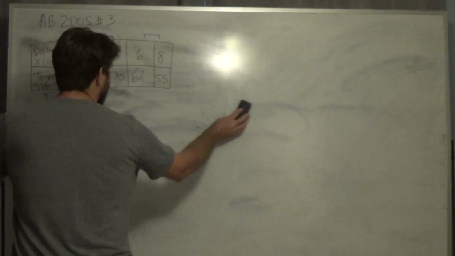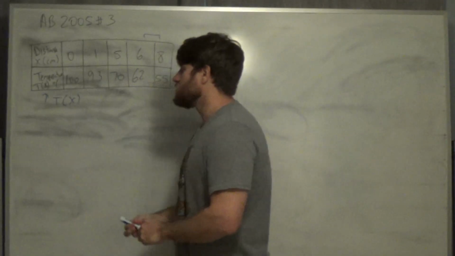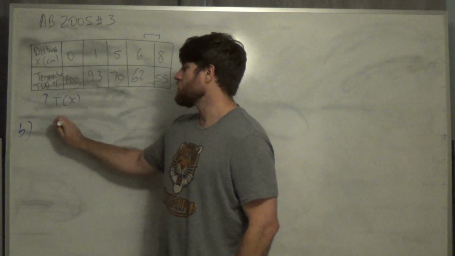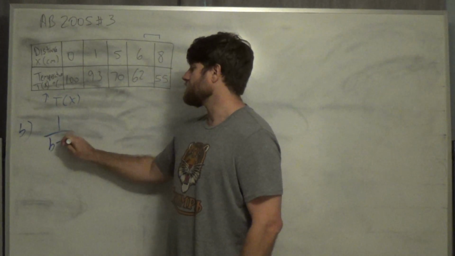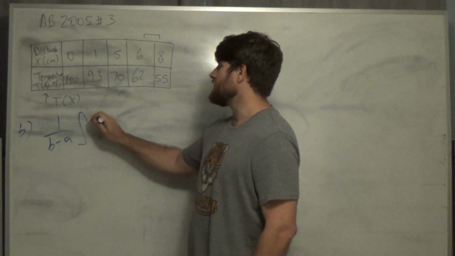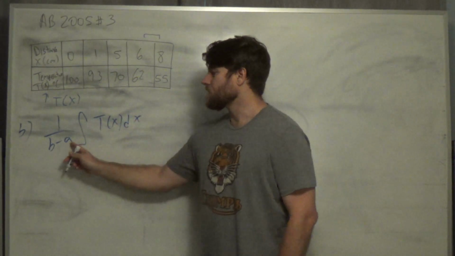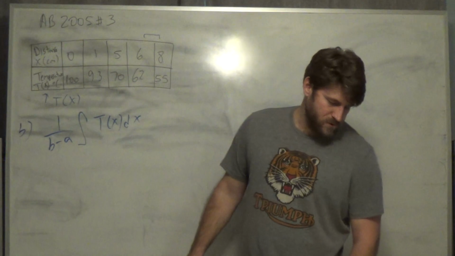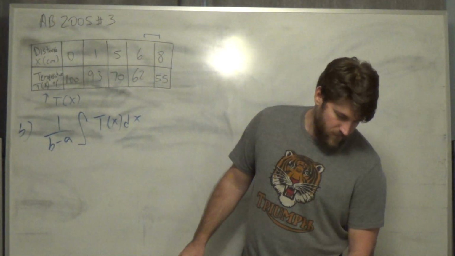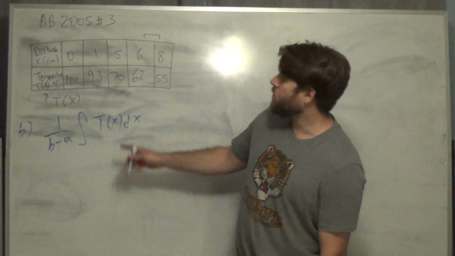So, the average temperature for part B, average temperature is 1 over B minus A, integral from A to B of T of x dx. Now, your A and your B here, it says the average temperature of the wire. So the wire is 8 centimeters long.